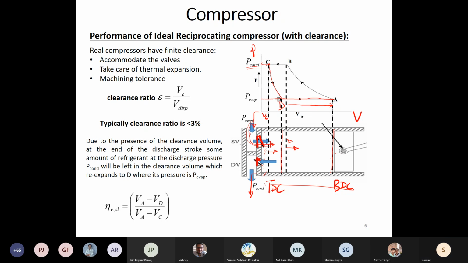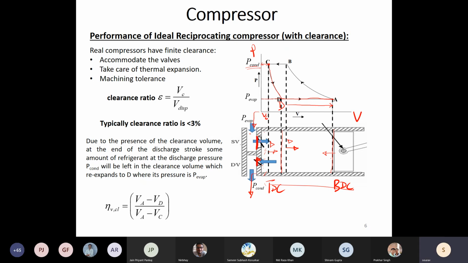Now at this condition, the piston will start moving up. As soon as it moves up, the pressure inside will go above your P evaporator and hence your suction valve will close. So this flap will be pushed up, whereas the pressure inside is still not sufficient to open the discharge valve because it has not gone up to P condenser.